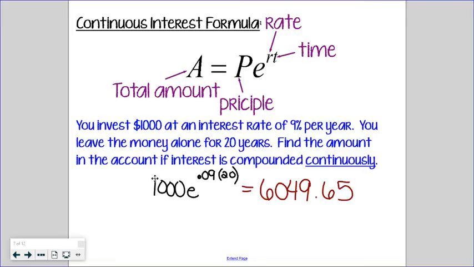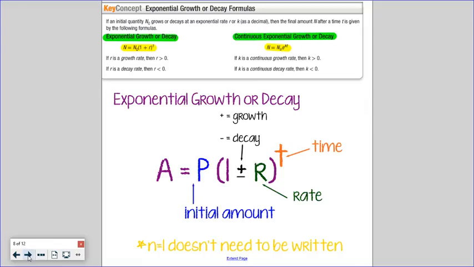Okay, shifting gears away from financial situations. Your book represents exponential growth equations and exponential decay equations as a whole new formula. Guys, it's not a new formula. It is the exact same formula we have right here, but n is 1. If it's not financial, n is 1. You're not going to be handed that formula. You're going to be handed this formula, always.